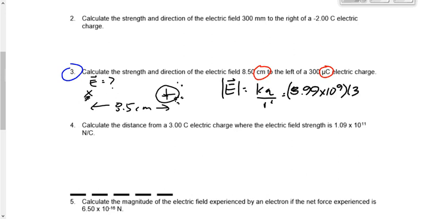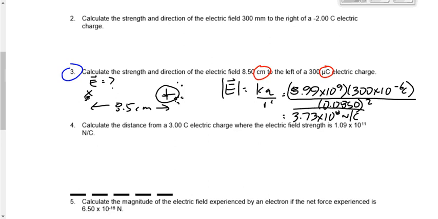Q is 300 times 10 to the minus 6 coulombs. Forget that conversion factor, just check your data sheet. Just replace the micro with 10 to the minus 6. Now, that's a positive charge, so of course we're going to sub it in as a positive charge. But even if it was negative, we'd still sub it in as a positive charge. We drop the sign of the charge always when we sub it into an equation. r is 0.0850, and we square that. When we do that math, we end up getting a value here of 3.73 times 10 to the 8 newtons per coulomb. Now, what about the direction?